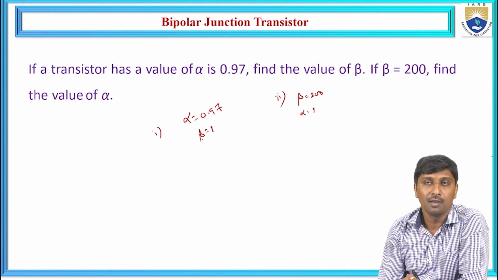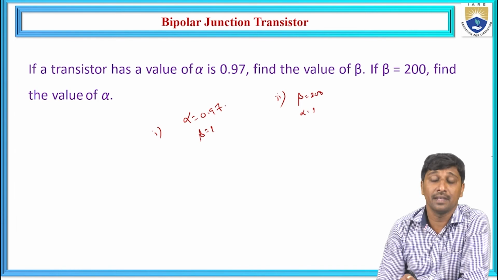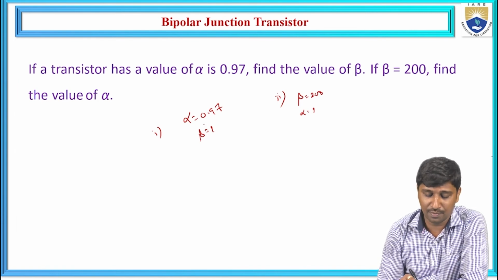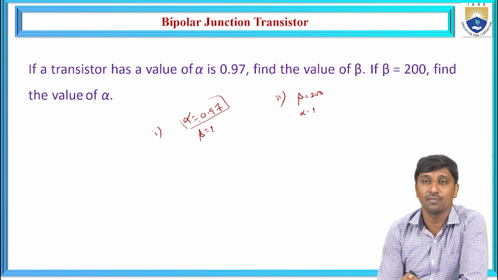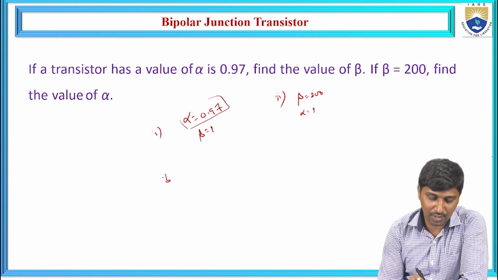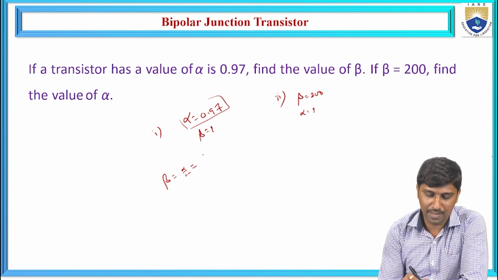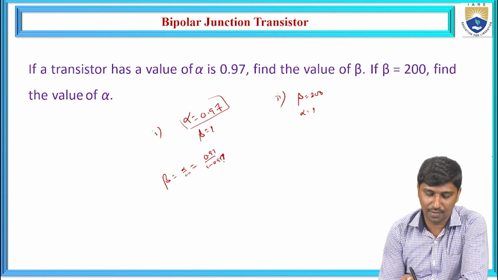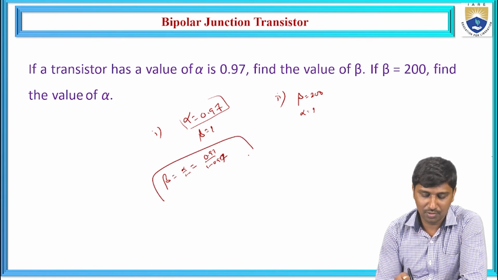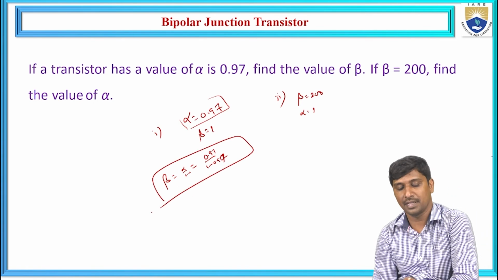So here, in the first statement, to identify the beta, the only known parameter is alpha. Hence, we need to write beta in terms of alpha. Beta is equal to alpha by 1 minus alpha. So alpha is 0.97 over 1 minus 0.97. Solving this ratio, you can get that beta value.